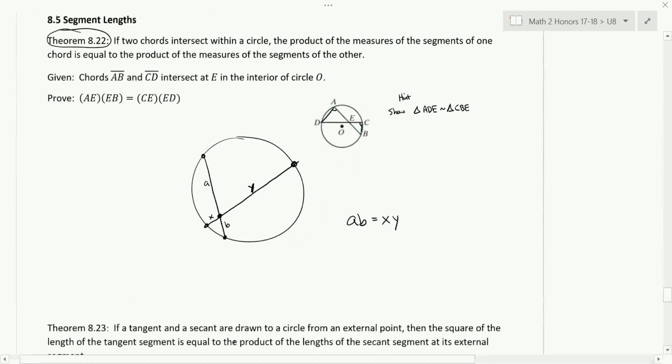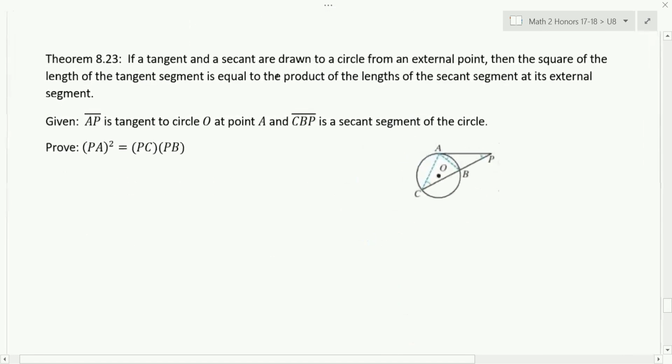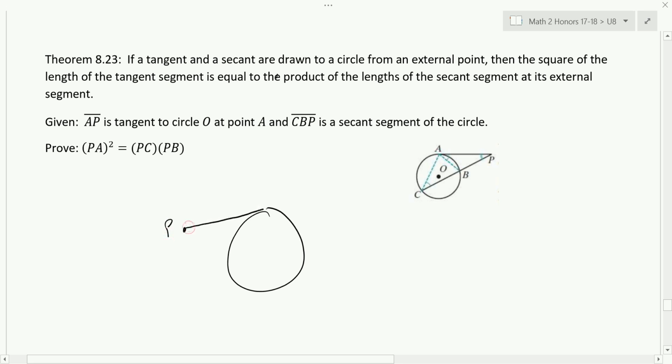All right, so let's look at the next theorem. This one says if you have a tangent and a secant drawn from an external point. So you have this circle, you have some external point P here, and you have this tangent segment. Here's the point of tangency, I'll call it point A. And you have the secant segment, maybe intersecting at B and C.